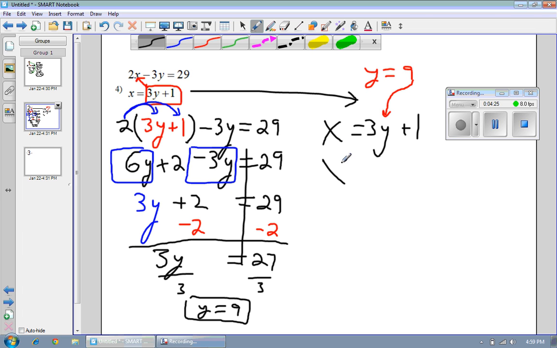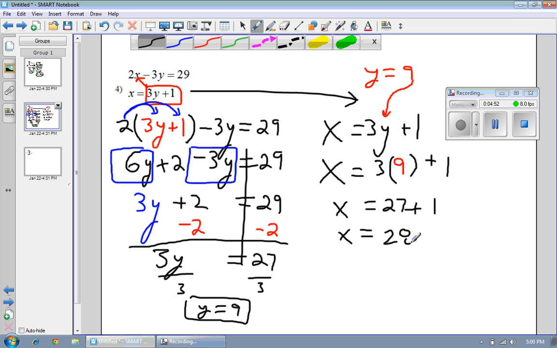This is going to turn into x is equal to 3 times x. Well, no, sorry, y. No, we know what the y is now. That's a 9 plus 1. So to find our second answer, all we got to do is go 3 times 9 and then add 1. No problem. 3 times 9 is 27 plus 1. We got x is equal to 28.